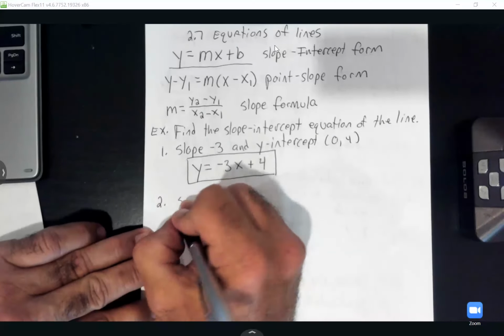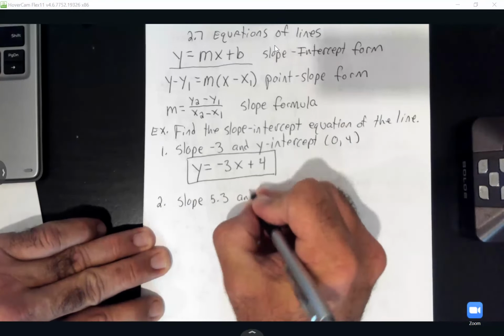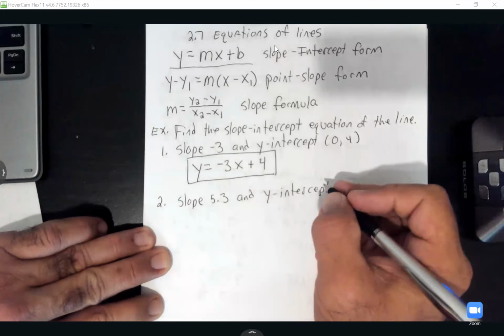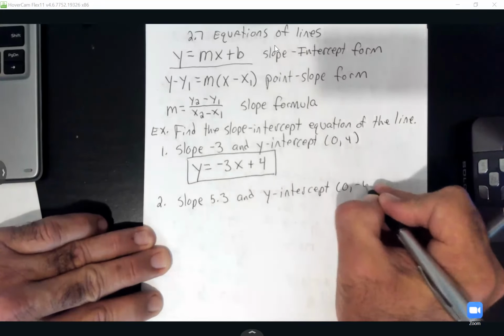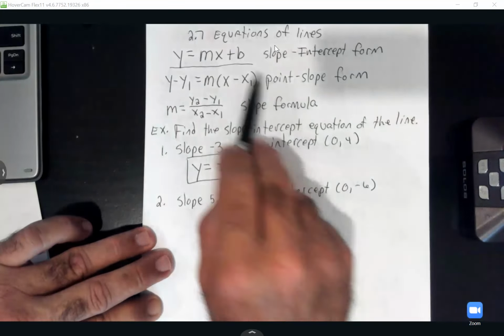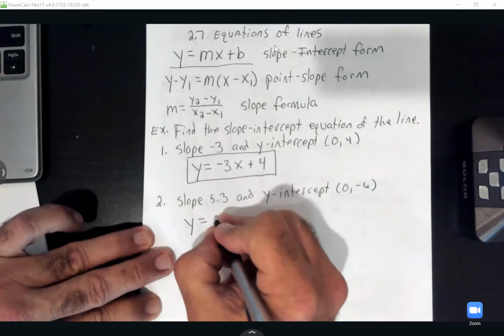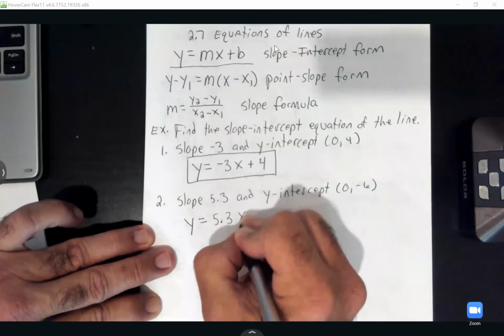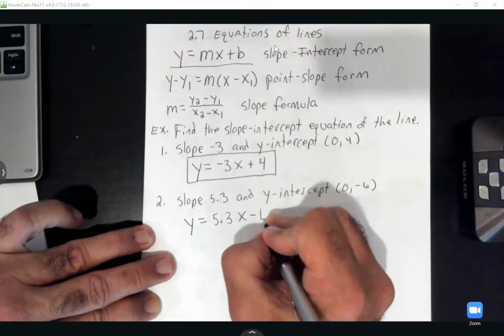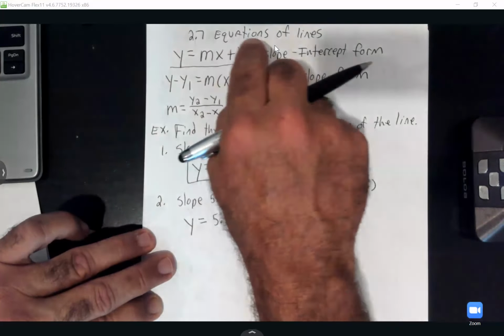How about this? Slope is 5.3, and the y-intercept is going to be (0, -6). All right, I'm given the slope again and the y-intercept, so I'm going to plug it right into this formula up here. So I'm going to have y equals my slope, which is 5.3x, and then my intercept is a -6, so I'm going to make that a -6. So you're going to love plugging into this formula when they give you the slope and the y-intercept.